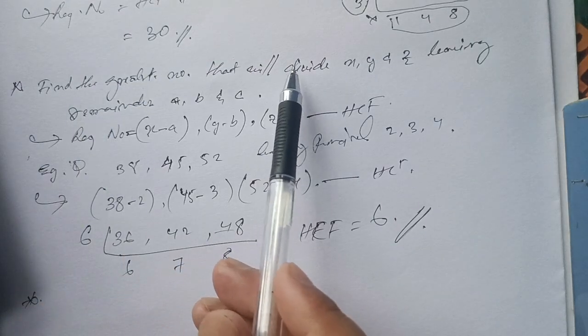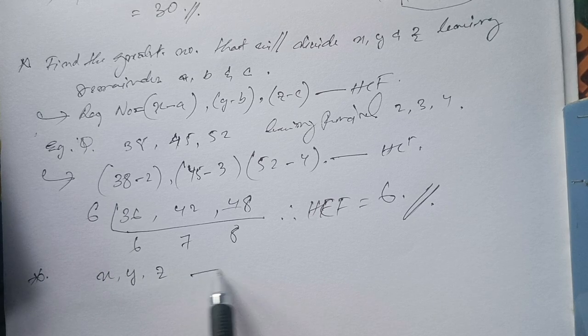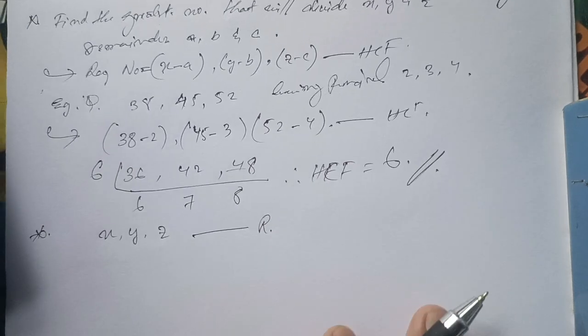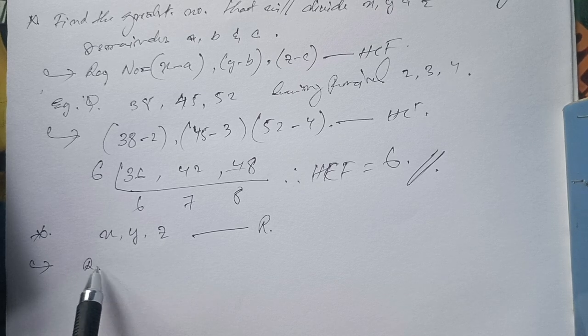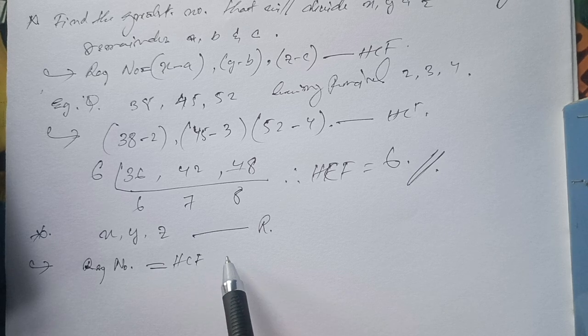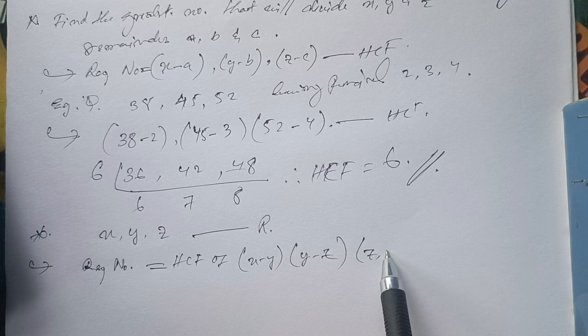Find the greatest number that will divide X, Y, and Z, leaving the same remainder. Leaving the same remainder, the remainder is not given. In this case, the required number will be the HCF of X minus Y, Y minus Z, and Z minus X.